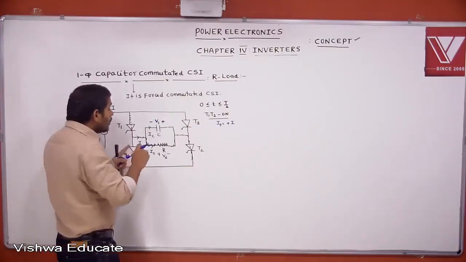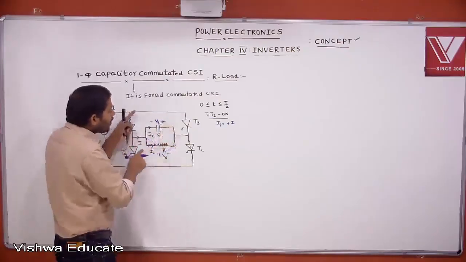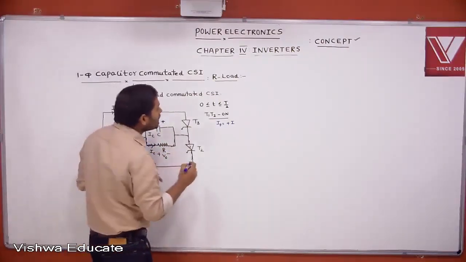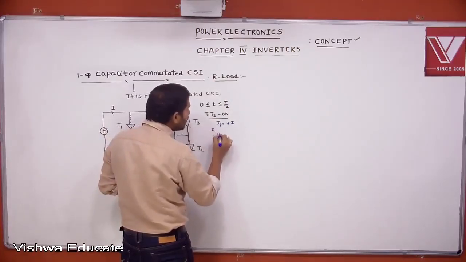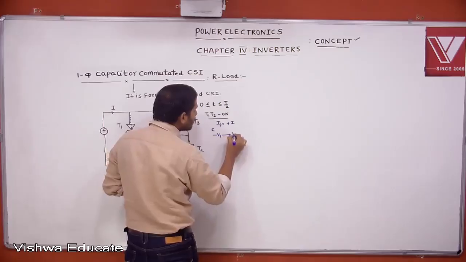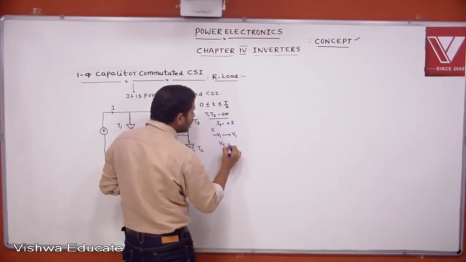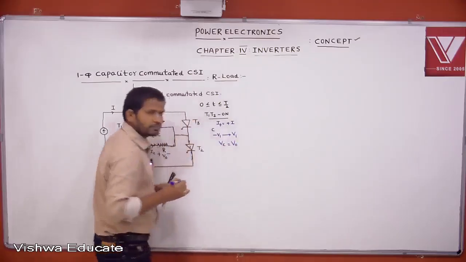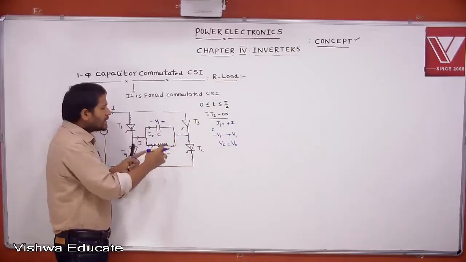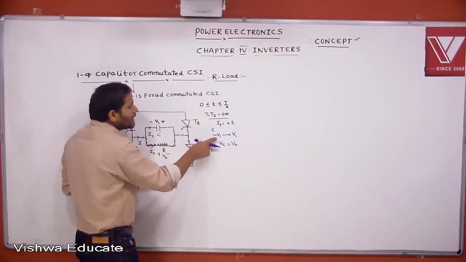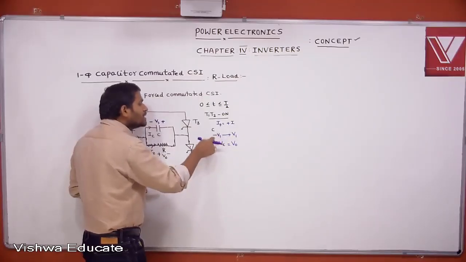Now, during this operation, the capacitor is charging and changing its polarity, from minus V1 to plus V1. The point to remember here is that the voltage across the capacitor equals the voltage across the load. That means if the capacitor voltage is changing from minus V1 to plus V1, the load voltage is also changing from minus V1 to plus V1.